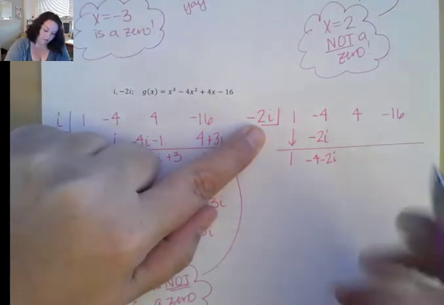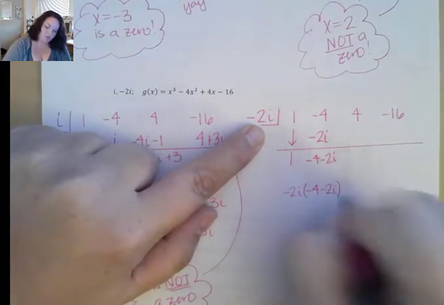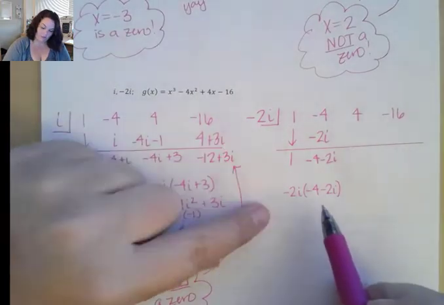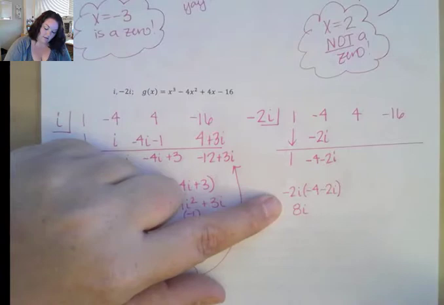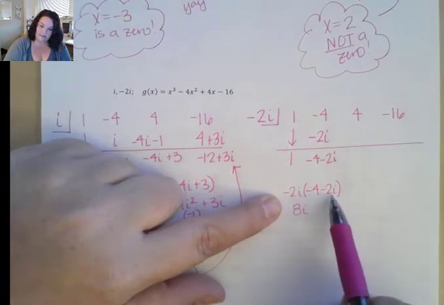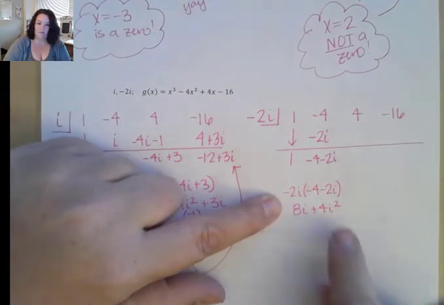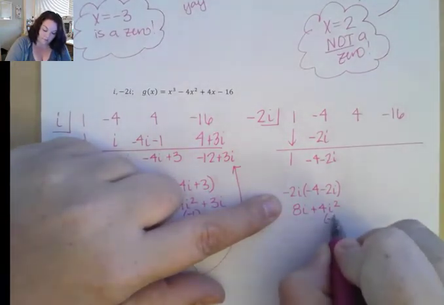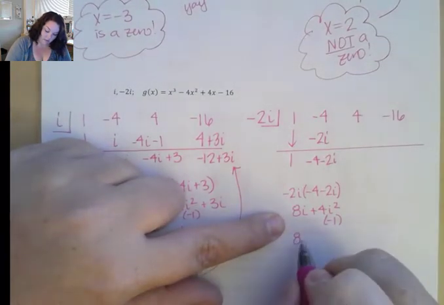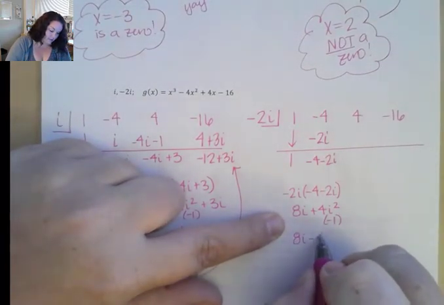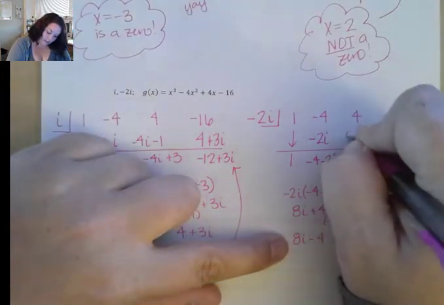And then I'm going to multiply that by the -2i in my box. And I'm going to do it down here. So the -2i in my box times -4 minus 2i. And I distribute. -2i times -4 is a +8i. -2i times -2i is +4i squared. And remember, i squared is -1. So I end up with 8i minus 4.